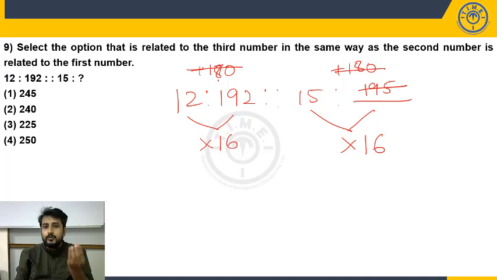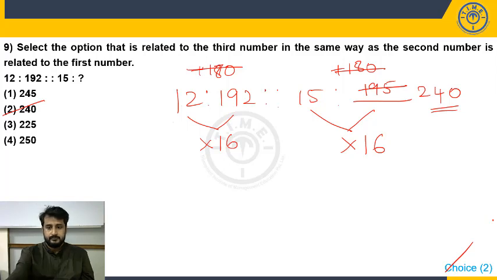I mean, no need to do that one also even. Because by looking at that, you can say 12 into 16 is 192, 15 into 16 is 15 into 15 is 225, or one more 15 is 240. So 15 into 16 is 240, which is choice 2. Or else, can we write in the form of n square plus n? No, we cannot write. Okay.